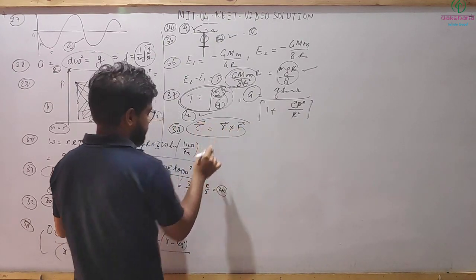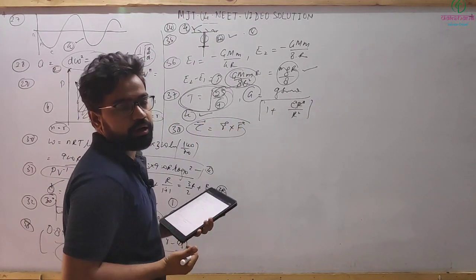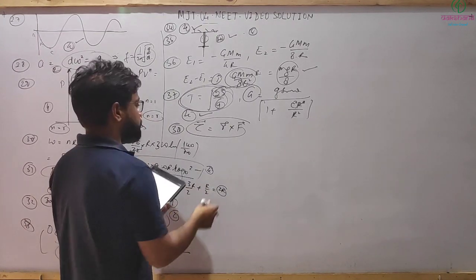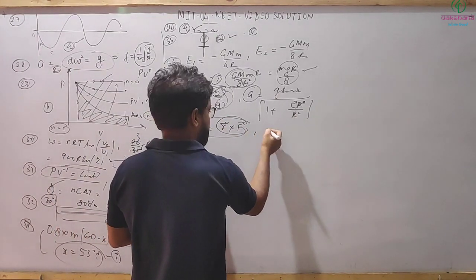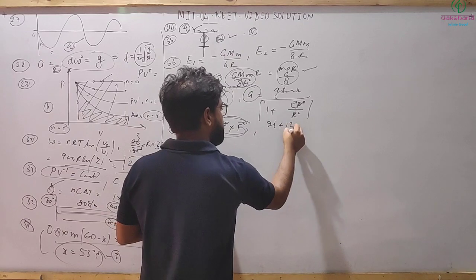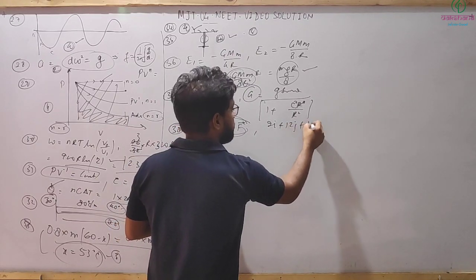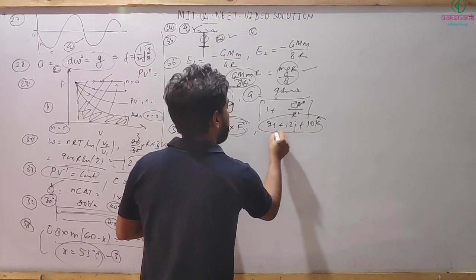R bar is the position vector given, position vector minus origin. Force given, simply substituting and solving, we are getting the answer. This is 2 i cap plus 12 j cap plus 10 k cap, matching with option number 1.